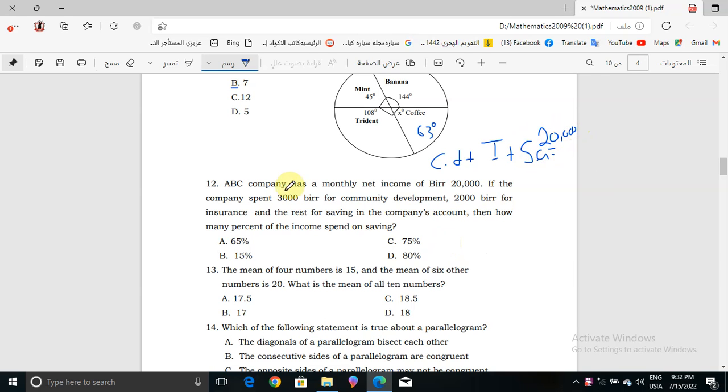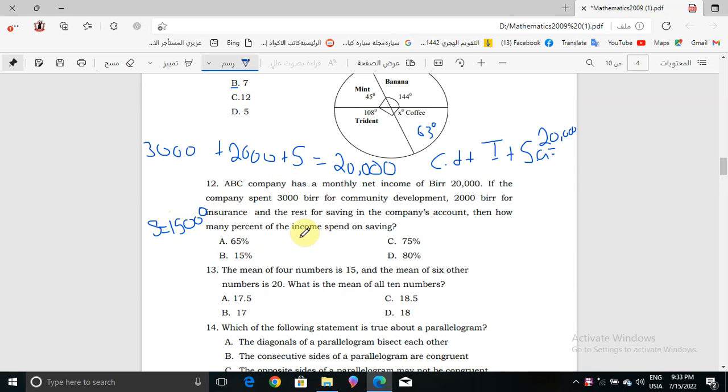Then we'll write 3,000 plus 2,000 plus S, which means saving, is equal to 20,000, right? When you add 3,000 and 2,000, then divide both sides by the number, you will get S is equal to 15,000.